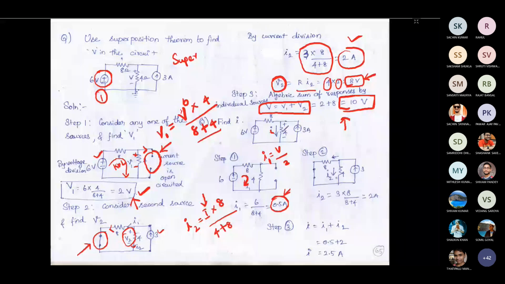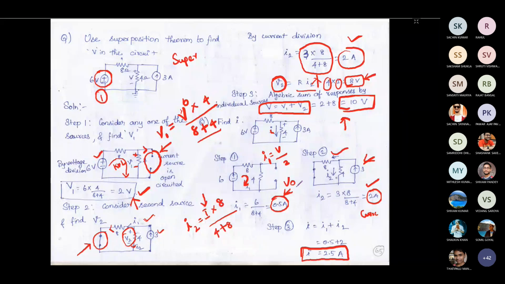Then what is the current contribution by this 3 ampere source? Here this circuit is similar to this circuit, so we can easily find the current using the current division formula, like how it is given here. That current is coming as 2 ampere. So this current is coming as 2 ampere, and this is 0.5 ampere. This is the current contribution of the voltage source, and this is the current contribution of the current source. You just add both of them, and you will get the overall current passing through that particular element.